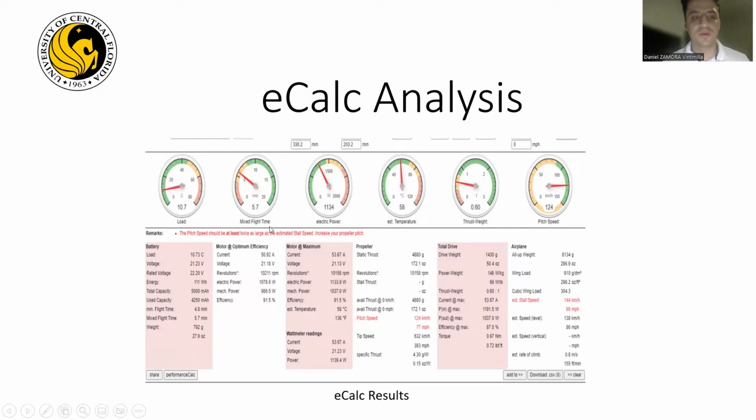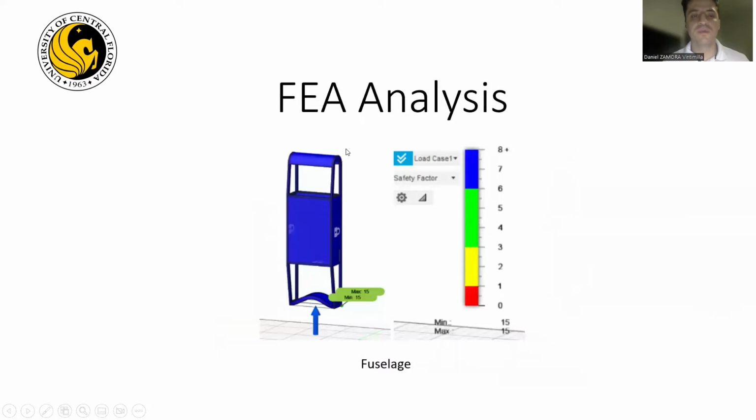By inputting the correct models for the motor, propeller, and battery, we can see that the estimated thrust produced by the motor is around 4.8 kilograms. From there, we're able to input those values into Fusion 360 and run an FEA analysis. And as we can see, the factor of safety is above 6, right where the motor will be mounted into the fuselage.